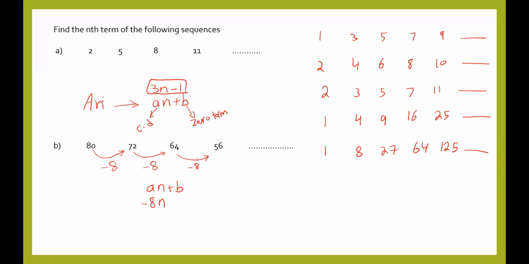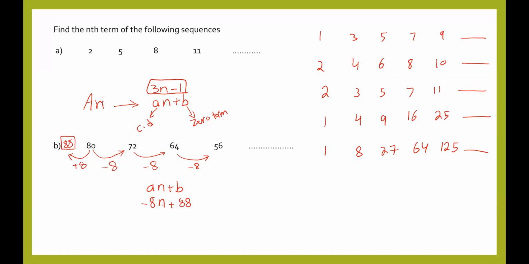And b is the 0 term. So instead of subtracting, I will do the opposite here, so it will be 88. So the 0 term is 88. You can make sure by replacing n by 1, 2 and 3 to get the first 3 terms. If they are the same, you are correct.